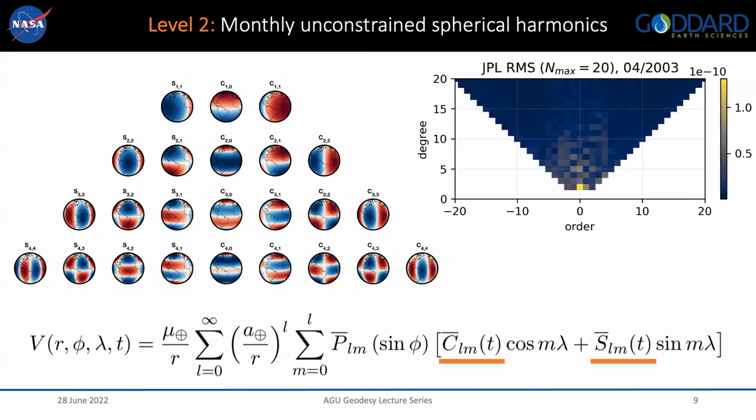Taking a step up the level chart, we'll call it, is the level 2 products. Now, these are the products that have basically been produced since the beginning of GRACE. And these are monthly, unconstrained spherical harmonic solutions. Now, these are typically monthly, but you can actually solve this on any time scale.